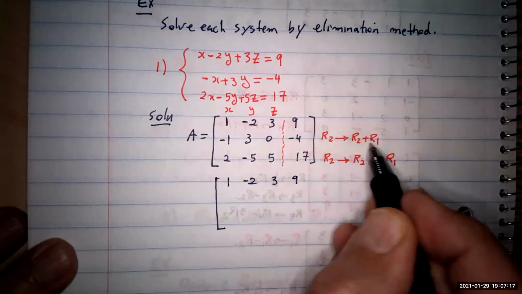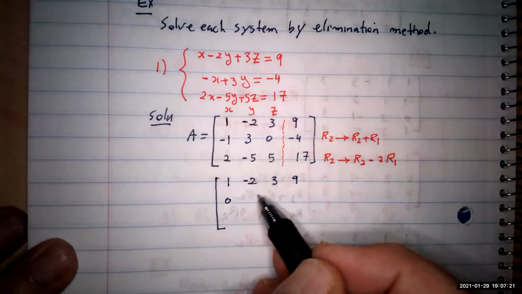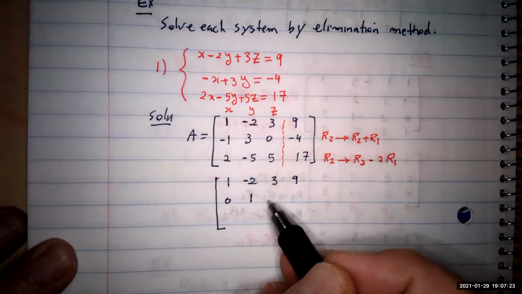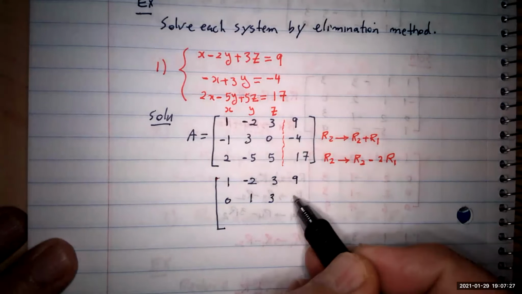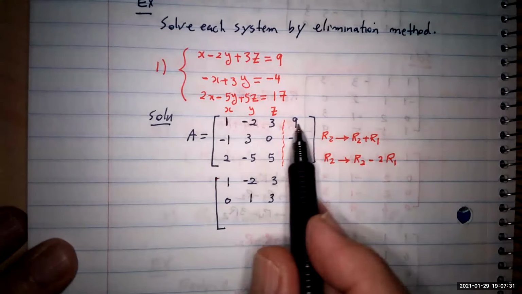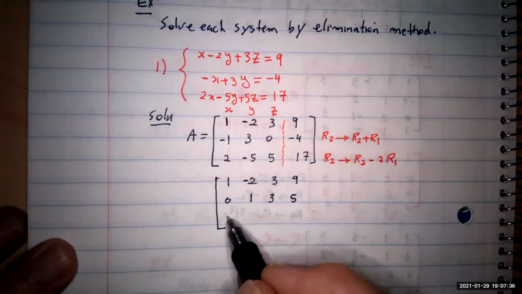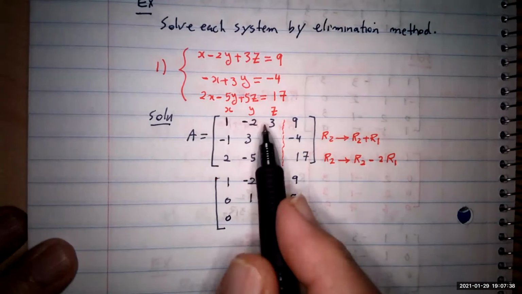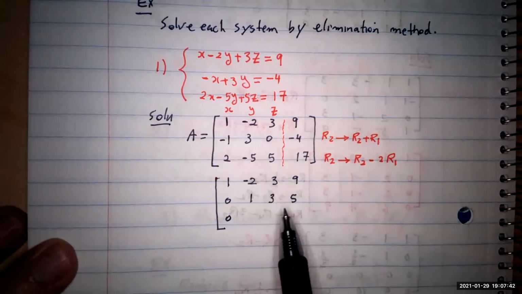The second one, R2 plus R1, just add them together, get the 0. These two together give you 1. These two together give you 3. And these together give you 5. And this one, R2 minus twice R1, 2 times the first one, so it's going to be 2 minus 2, which is equal to 0. Twice, that gives you 4. You subtract it, that gives you a negative.